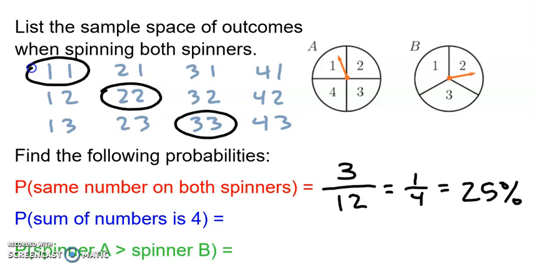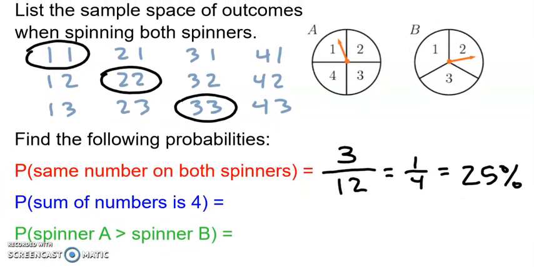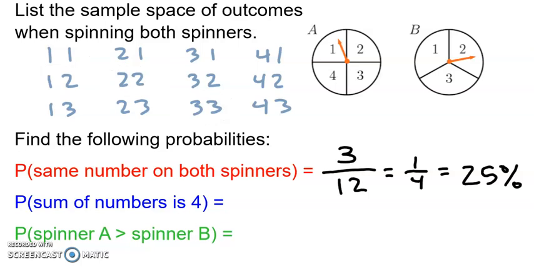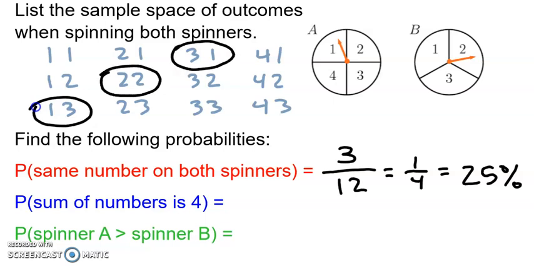Our second example, what's the probability that we have a sum of numbers that equals 4? So I'm going to go back here. I could spin a 1 and 3, 2 and 2, or 3 and 1. So again, we've got 3 different ways that our event can occur. We have 12 total outcomes in our sample space. So same answer as before, 25%.